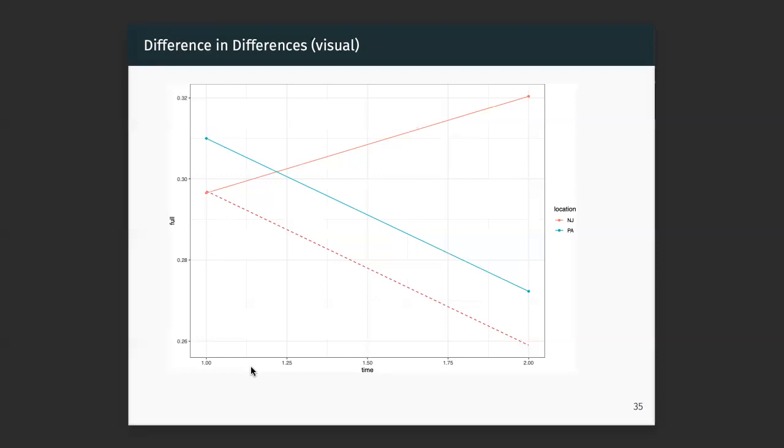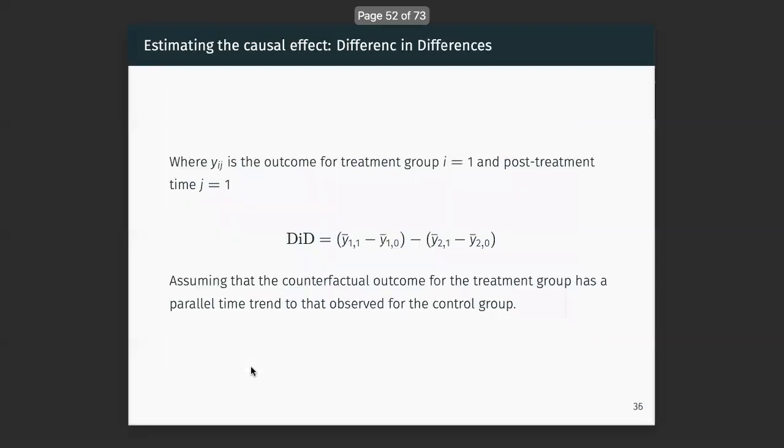The difference in differences model is going to take this parallel trends assumption and treat it as if we could have observed the counterfactual outcome for New Jersey, the place where we didn't actually observe no minimum wage increase.